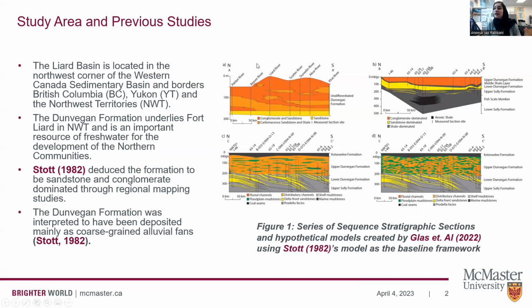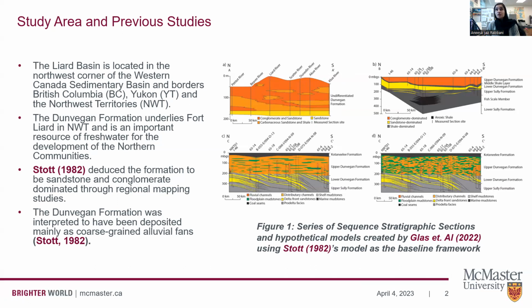If you pay attention to the first model here, that was the model created by Stott in 1982. He deduced the formation to be sandstone and conglomerate dominated, and he was able to do this through regional mapping of the area.